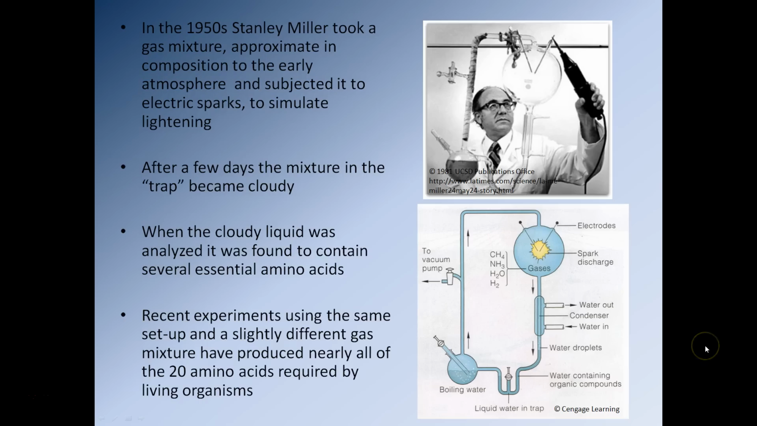So we've done the same experiment recently using the same setup and a slightly different gas mix. And using the slightly different gas mix, we've managed to produce nearly all of the 20 amino acids required by living organisms. So we can pretty much make every amino acid we need just by lightning in the atmosphere. So that's a great thing. So that gets us around problem number 1. How do we make these monomers? The answer is, well, lightning.